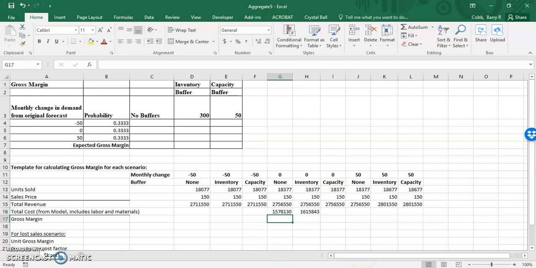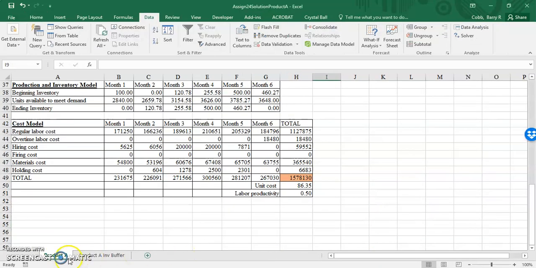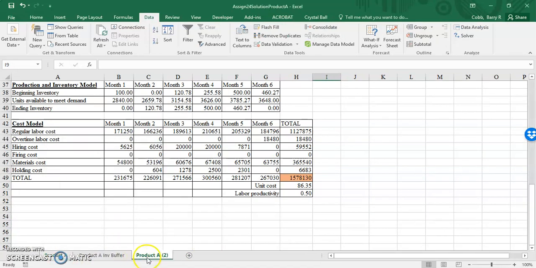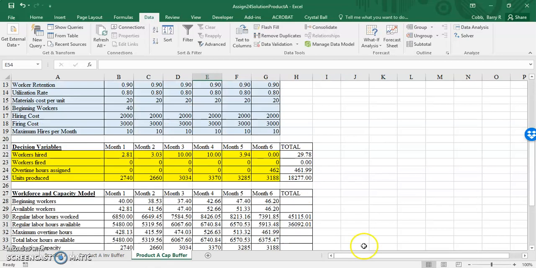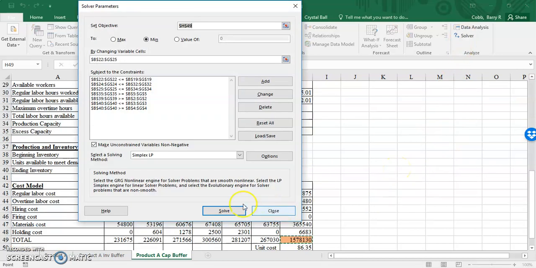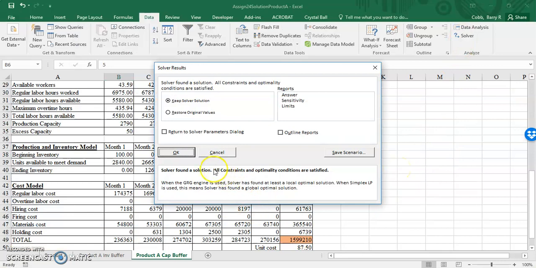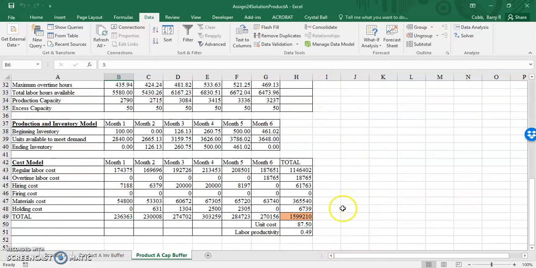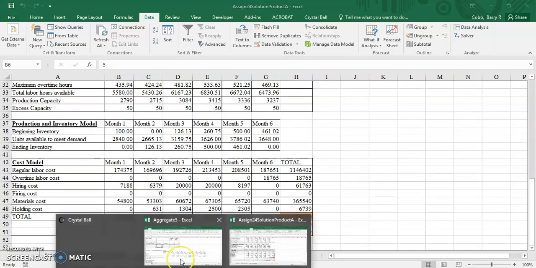Now we create a model with a capacity buffer. The solver constraint is already set up, so if we change the minimum capacity buffer to 50 and solve, we get the new cost with no change in demand, $1,599,210.